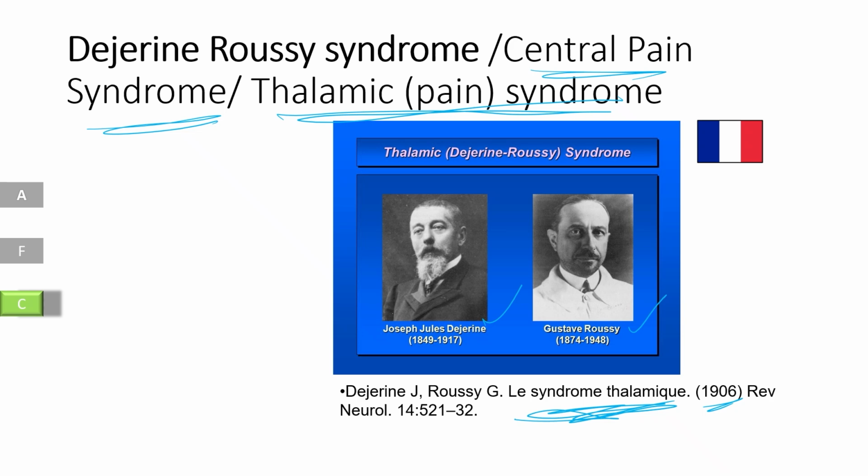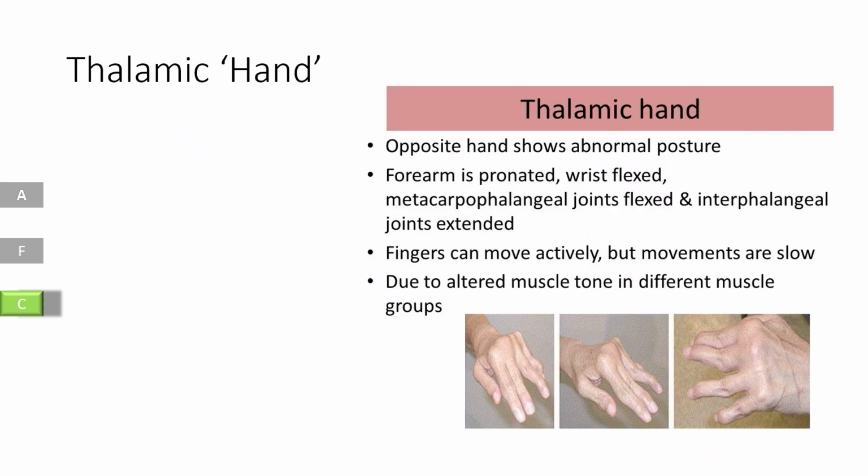The next, third clinical condition that you need to write is thalamic hand. Thalamic hand is not completely understood in terms of why this mechanism occurs, but there is a typical posture. There is an abnormal posturing of the hand. The forearm will be pronated, the wrist will be flexed, the metacarpophalangeal joints are flexed, interphalangeal joints are extended.